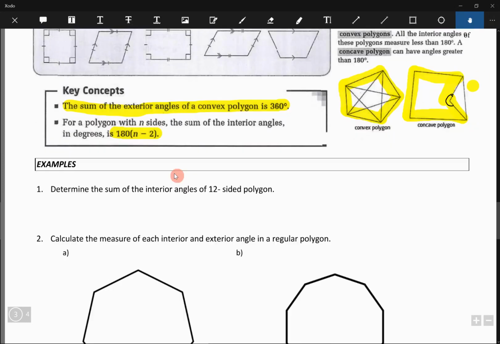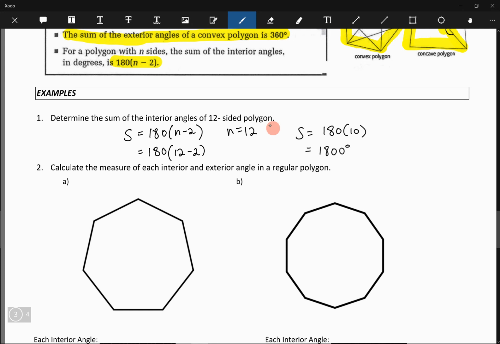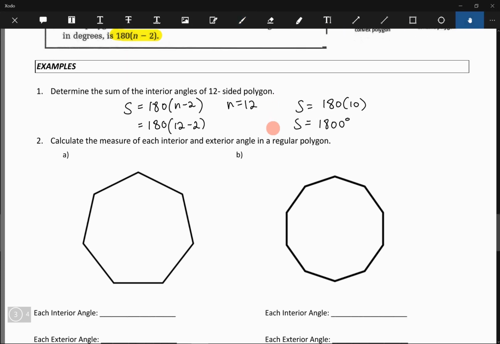Okay, so let's just do some examples. How do I use some of these formulas to help us solve some problems? Determine the sum of the interior angles of a 12-sided polygon. So the sum of all the interior angles is S equals 180 times n minus 2, where n is equal to 12. So S equals 180 times 12 minus 2, and so S is equal to 180 times 10, which is 1800 degrees. So all the interior angles of this 12-sided shape add up to 1800 degrees.